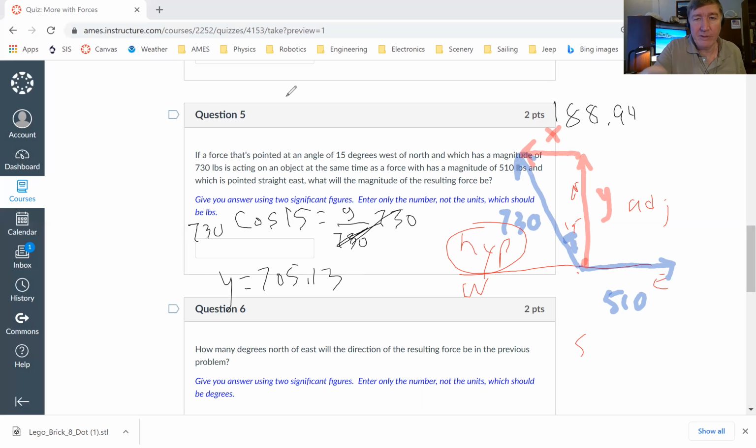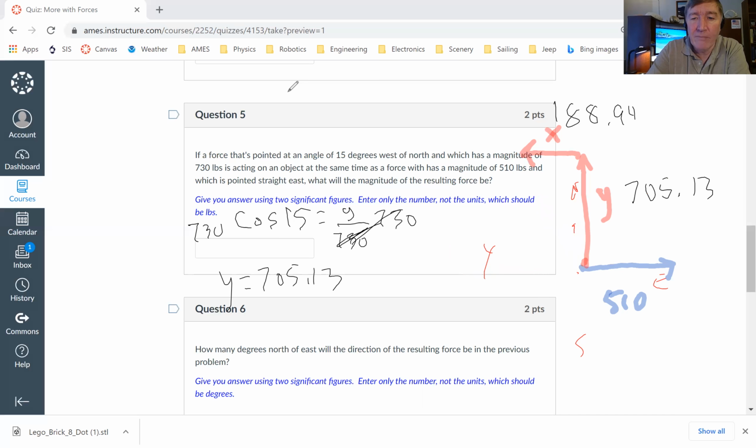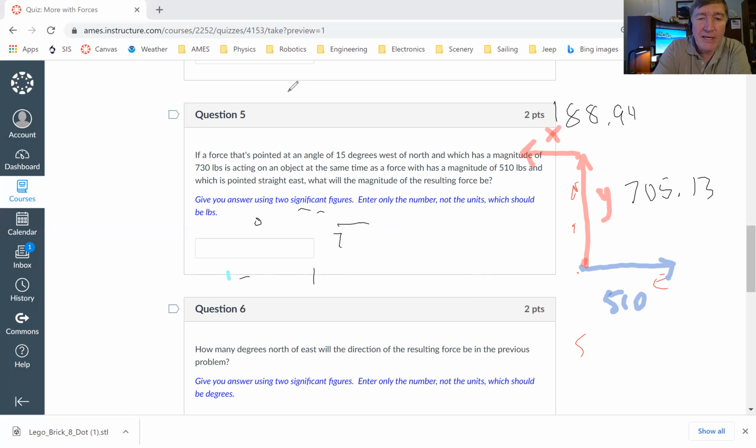Okay. So I'm going to go ahead and put that over here. 705.13. Okay, so now watch what I'm going to do. Now that we have those red components, they accomplish the same goal that that blue funky vector did. So I'm going to just get rid of the blue funky vector. We don't need him anymore. Those two red component vectors, they accomplish the same thing.